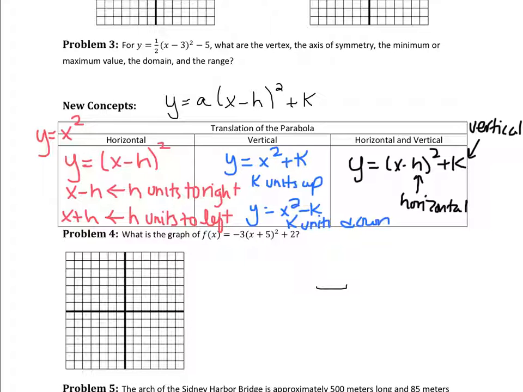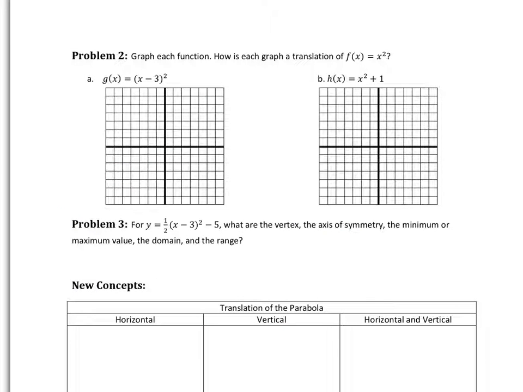Okay, so now that we've looked at the big picture, let's go back to problem 2. We're going to first determine, do we have an h or a k, and how does that h or k impact the graph? All right, so in problem 2, we're graphing several functions, and it asks, how is each graph a translation of f of x equals x squared? Remember that this is our parent function.